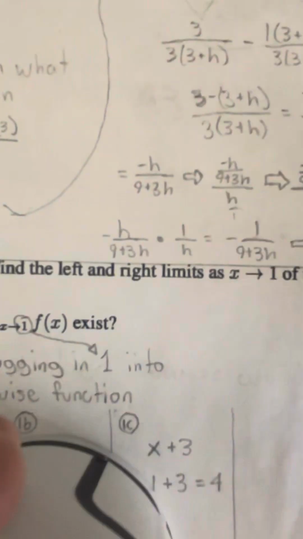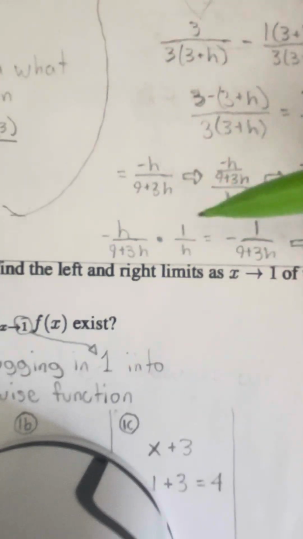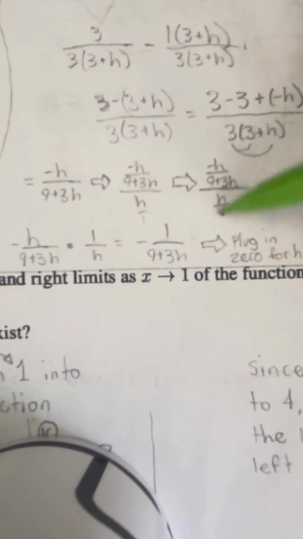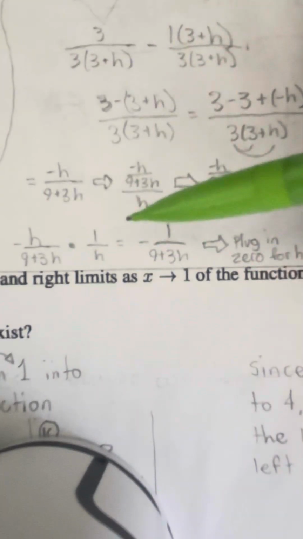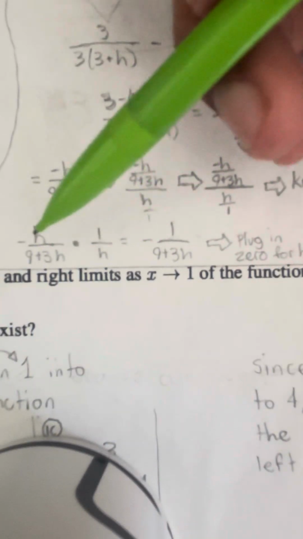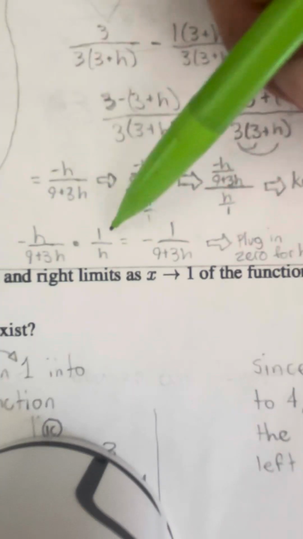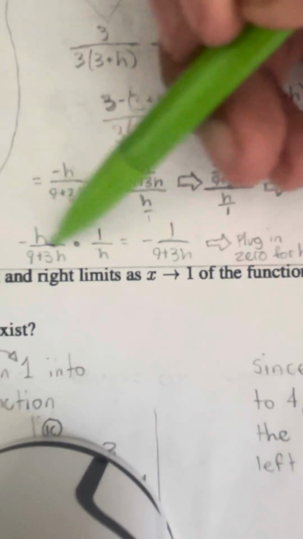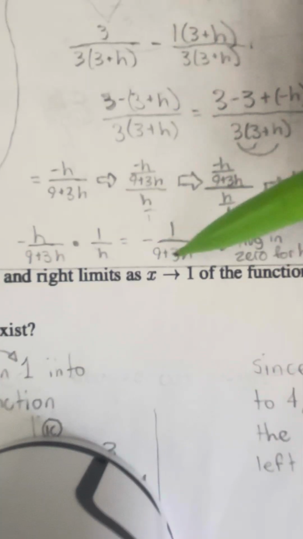So let's do that. The first thing was keeping the first fraction, so here it is, and then instead of dividing, we're going to be multiplying, and then we flipped this into 1 over h, right? And what we see here is that we have an h here and an h here, so we don't even have to cross multiply. To save us time, we could just cancel these out. So we would just have negative 1 over 9 plus 3h.